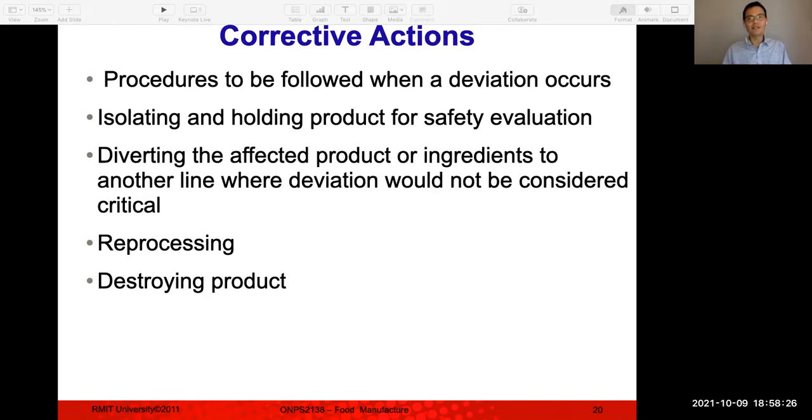We could reprocess if the product will allow, from a sensory quality perspective, or the worst case scenario is to actually destroy the product, which you don't want to do, because the financial losses could be quite substantial.